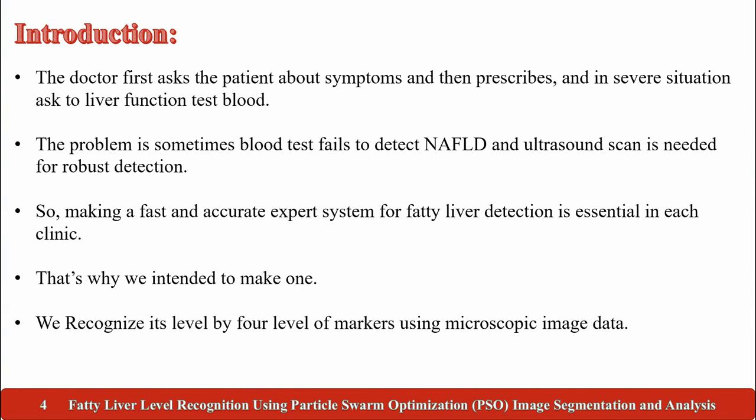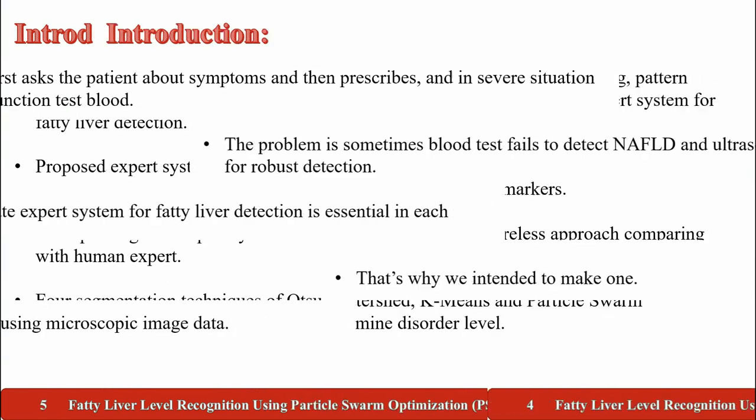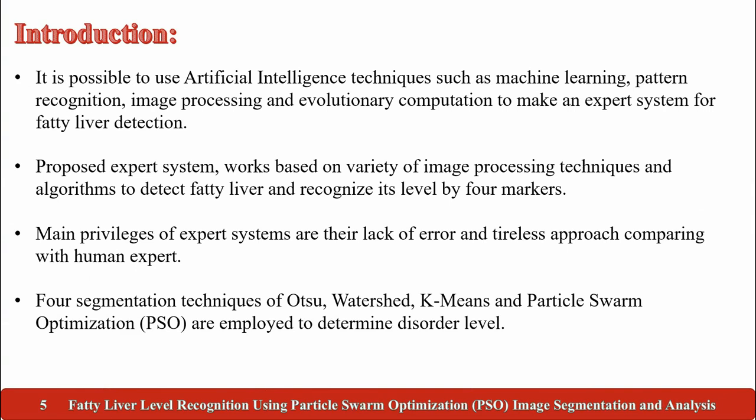So making a fast and accurate expert system for fatty liver detection is essential in each clinic. That's why we intended to make one. We recognize its label by 4 layers of markers using macroscopic image data. It is possible to use artificial intelligence techniques such as machine learning, pattern recognition, image processing, and evolutionary computation to make an expert system for fatty liver detection.